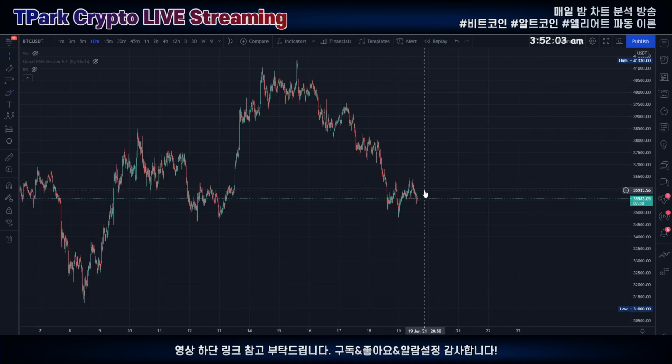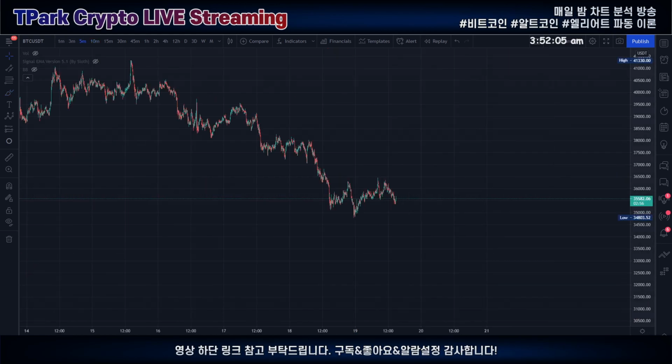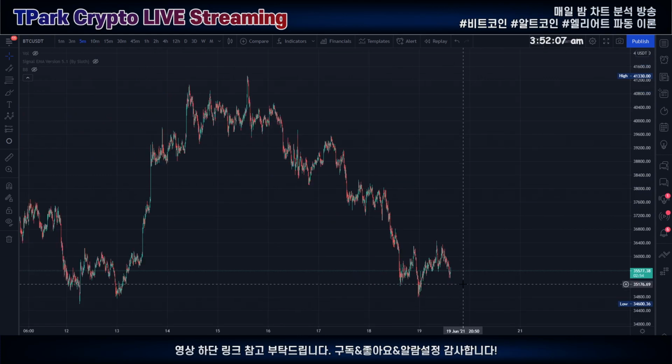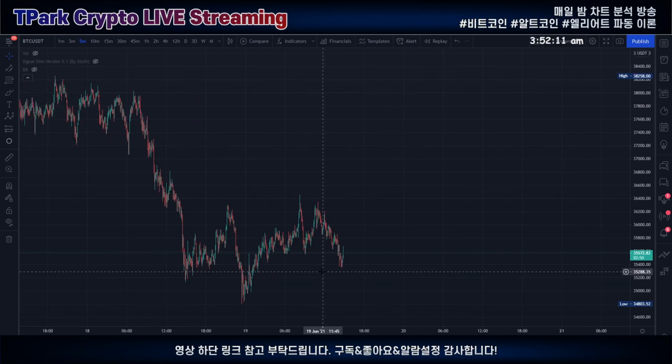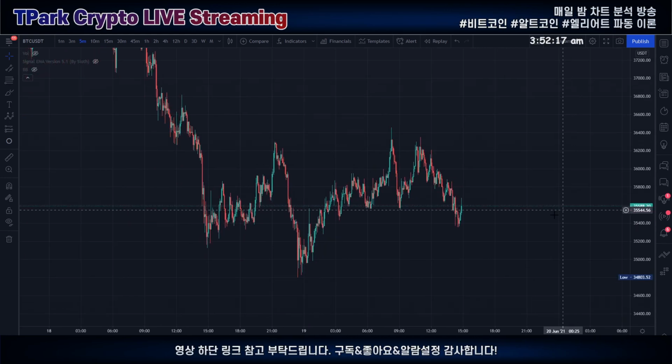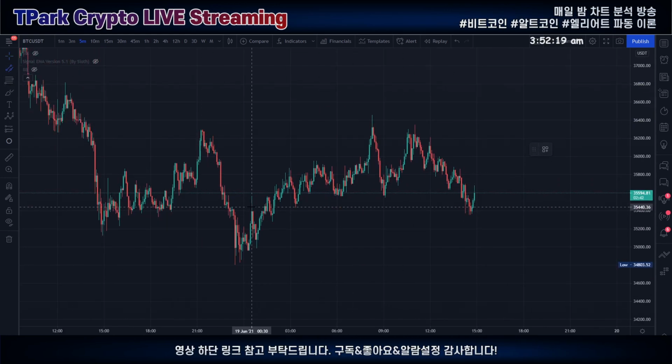Also, if you go to a smaller time frame, last night I traded, let me see. Yes, right here. I actually did go in at this price right here, and I sold all my short position here. So I went in short here and then I took profit here.